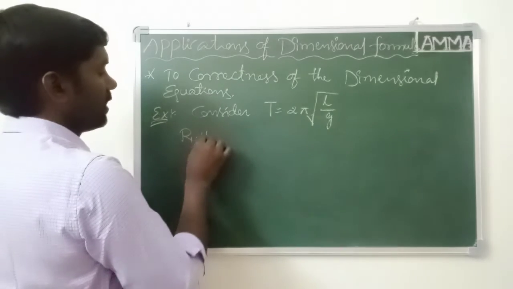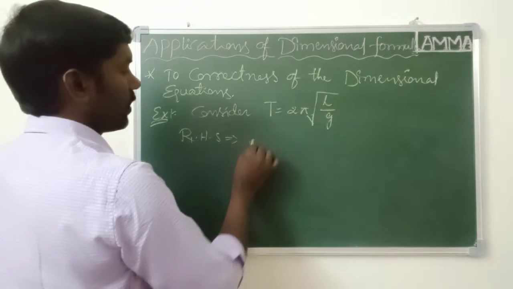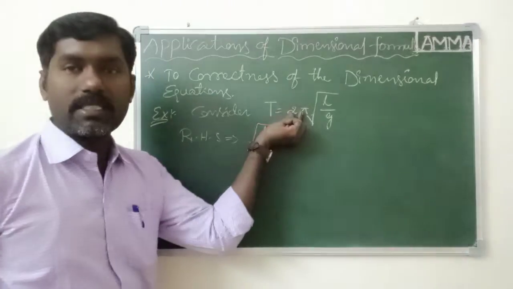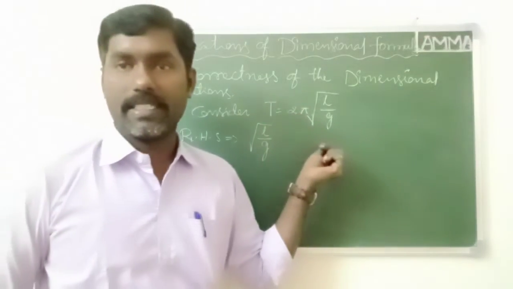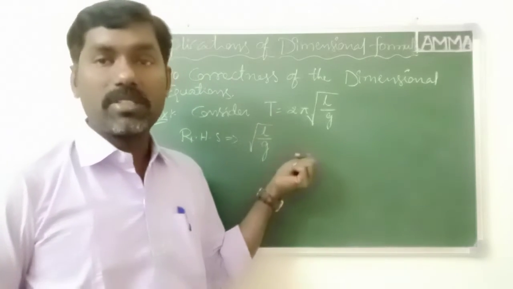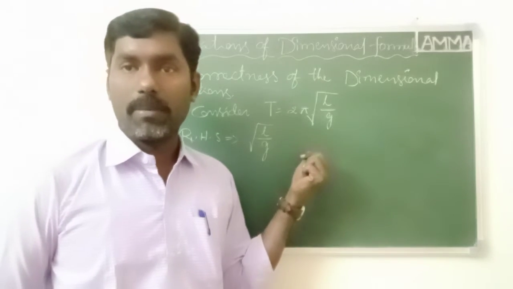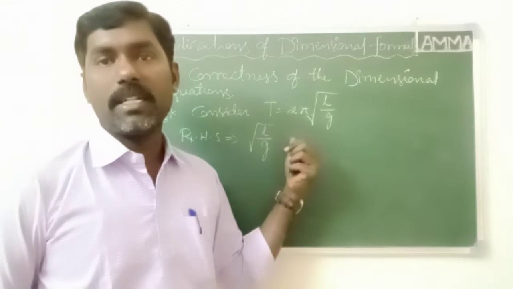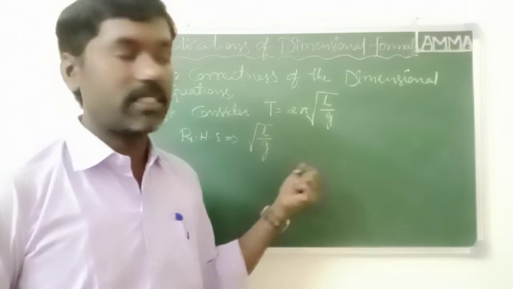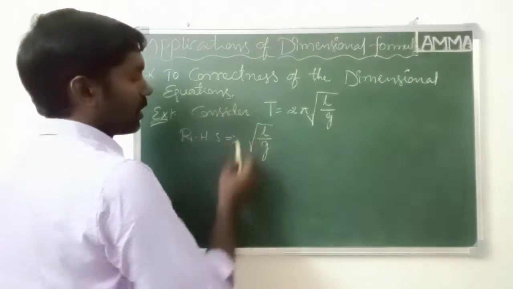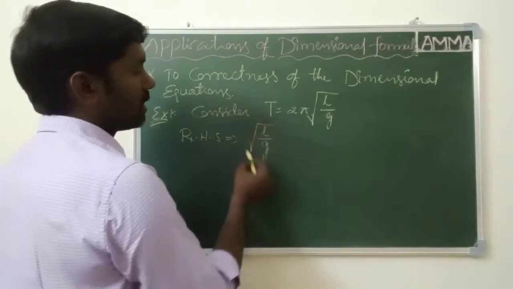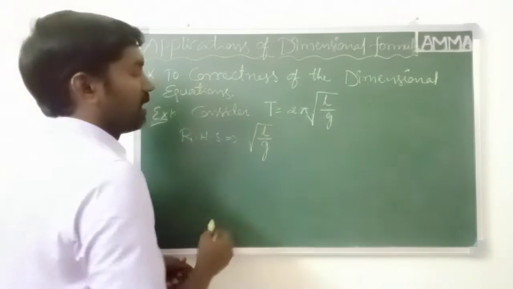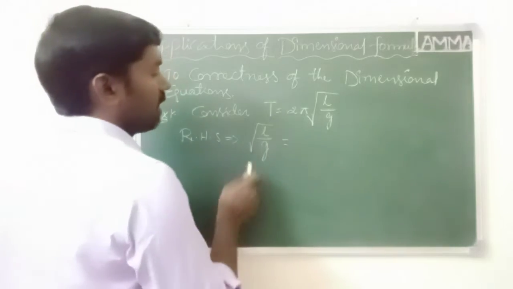From the right-hand side, we have the square root of L by g. The 2π is a constant value, a dimensionless quantity. Of course, some constants do have dimensional values, but this one is just a number, so there are no dimensions for 2π. So let us find the dimensional formula of the expression √(L/g).